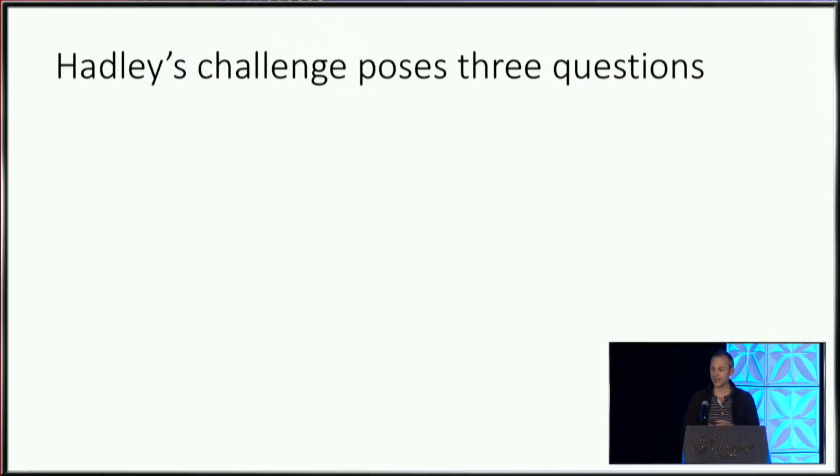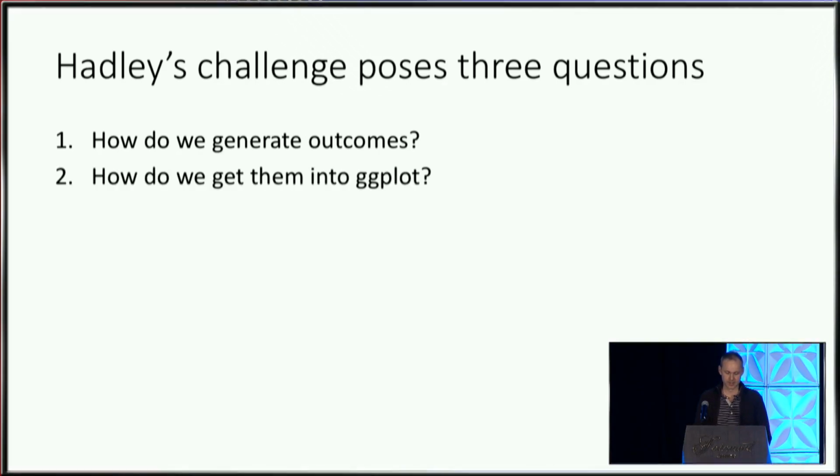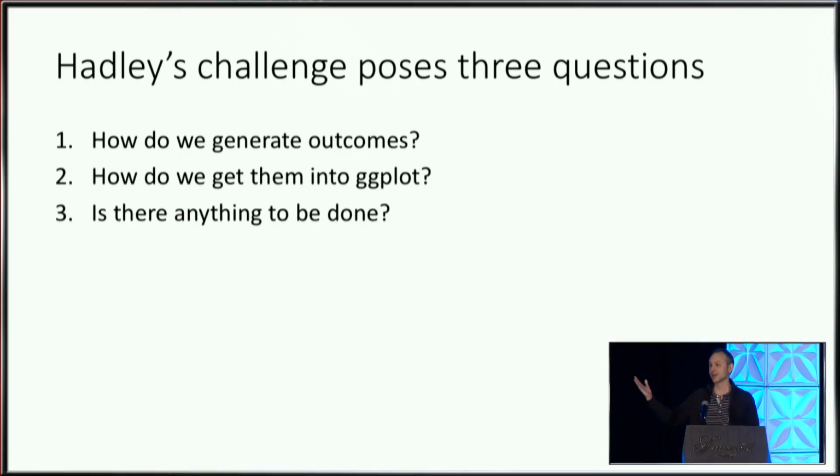Okay, so there's really three questions that Hadley's challenge poses. So the first one is, how do we generate the outcomes? There's many different ways that they could be generated, so it's not trivial. Once we have them, how do we get them into ggplot? I'm just assuming we do this with ggplot, gganimate, though of course you could use some other platform also if you wanted to. And the last one is, is there anything to be done? And you'll see in a second why that is actually a meaningful question.